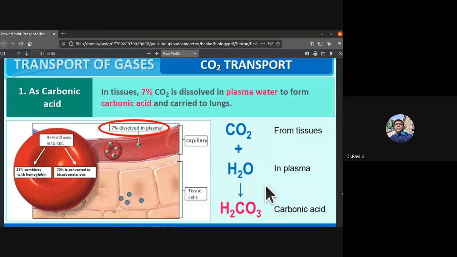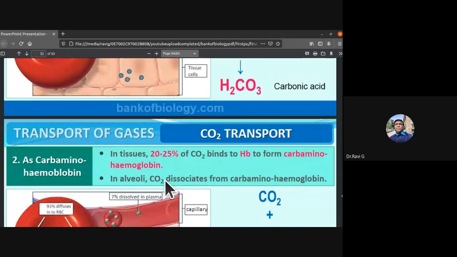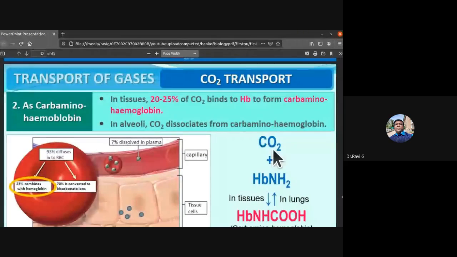And they are carried to lungs as carbaminohemoglobin. You can see this reaction, carbon dioxide plus amino group of hemoglobin combine to form carbamino hemoglobin. So carbon dioxide combines with the amino group of hemoglobin in tissues, and they form carbamino hemoglobin. When they reach the lungs, this carbamino hemoglobin dissociates to form hemoglobin and carbon dioxide.